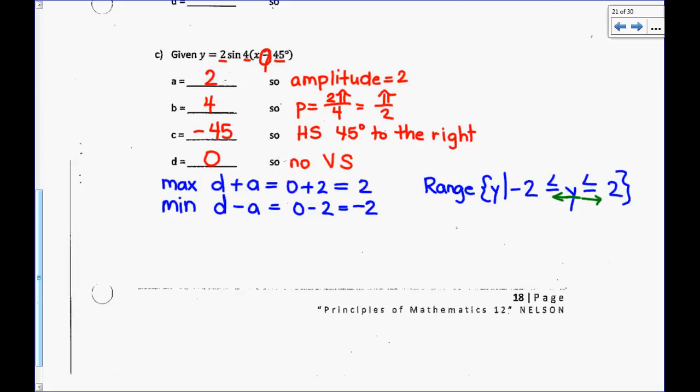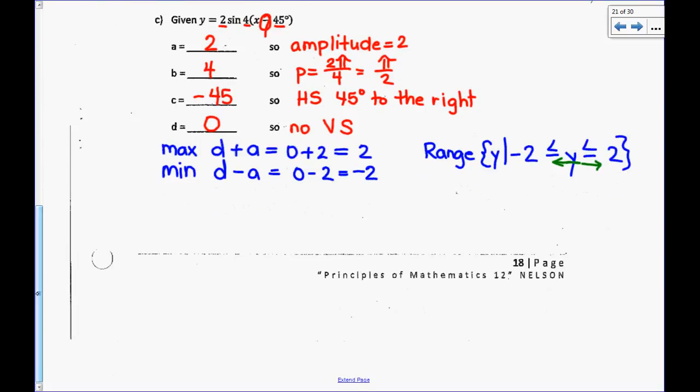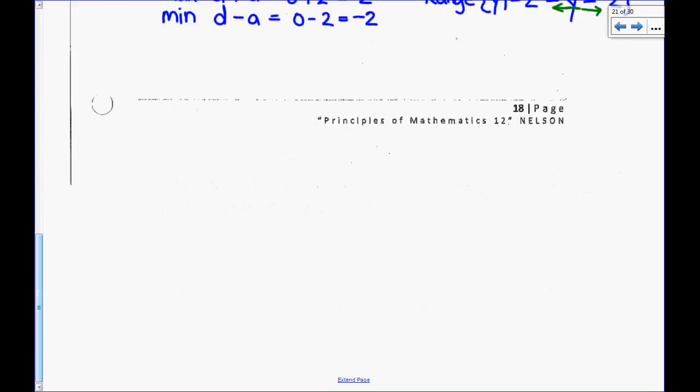Okay, and then the last one that I left you with was seeing if you could do that exact same thing with just the basic sine function. So this was your d, and it was y equals sine x. Okay, so let's see if we can define what a, b, c, and d would be. So in this case, our a is 1. I hope you got that. If there's nothing in front, it's like 1 times sine x. So that means our amplitude is 1.